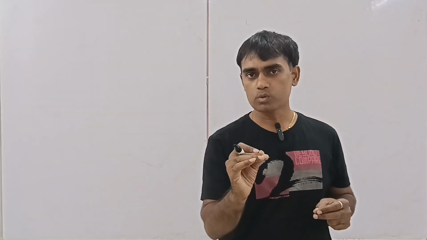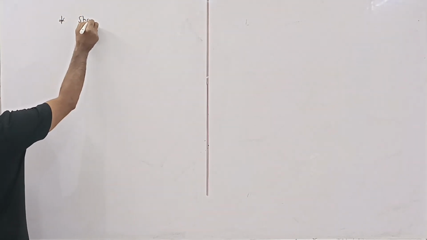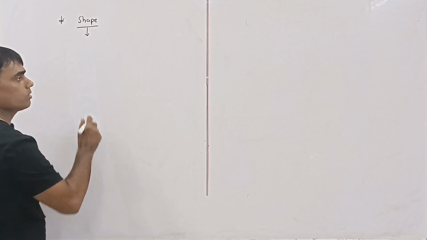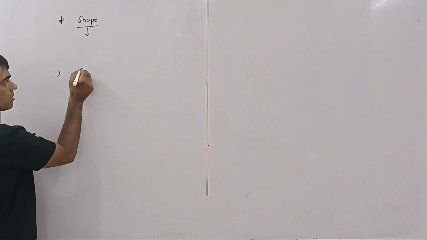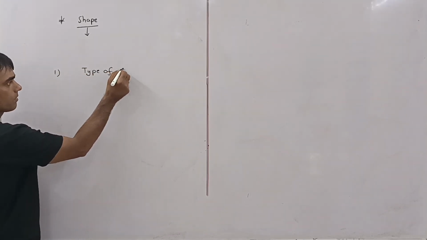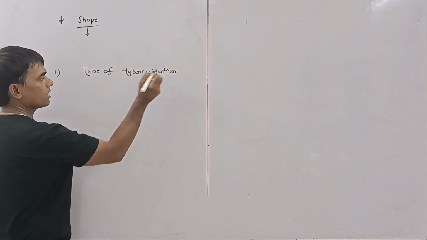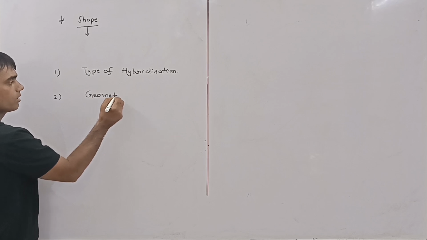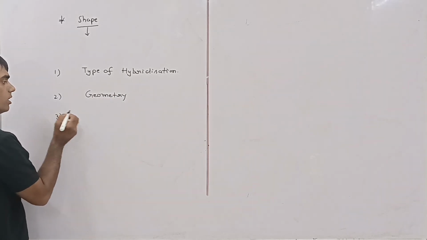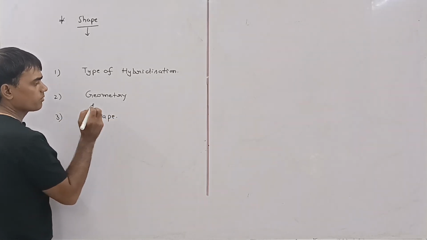Okay, now this confusion will be gone very soon. How can you find out the shape of molecules very easily? By using this trick. First of all, you will find out the type of hybridization. Once you find out the type of hybridization, after that you will declare the geometry. Then, by knowing the number of atoms available in the given molecule, you will find out the shape of the molecule.